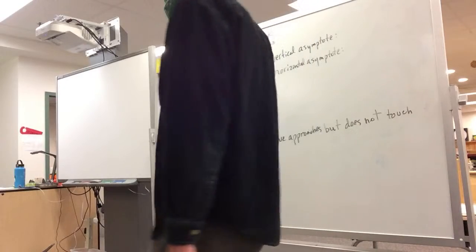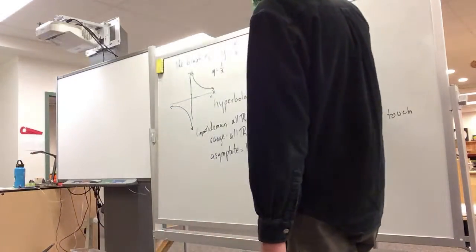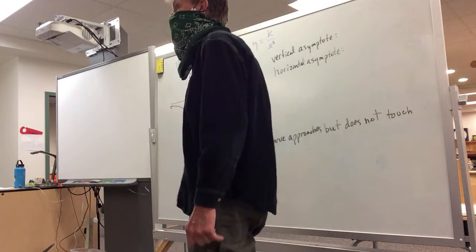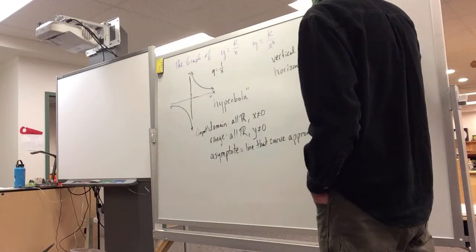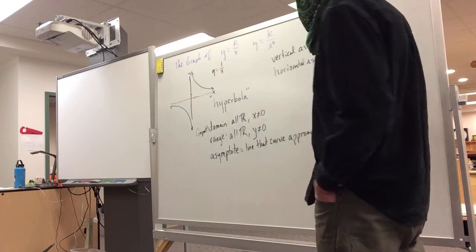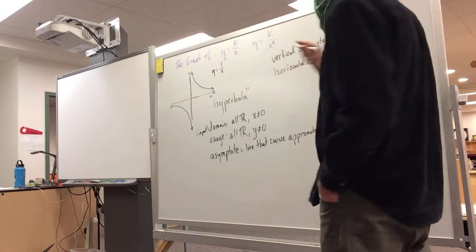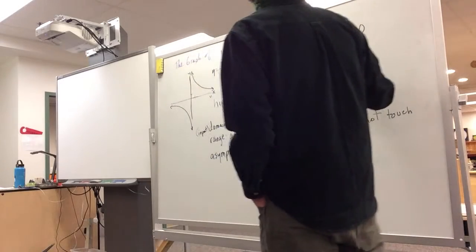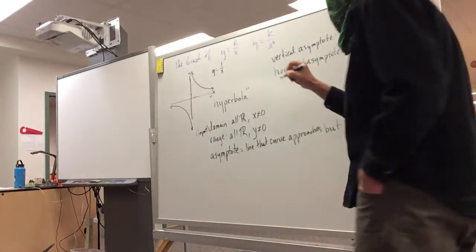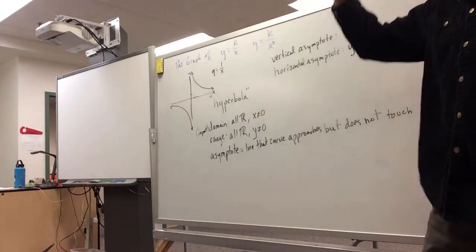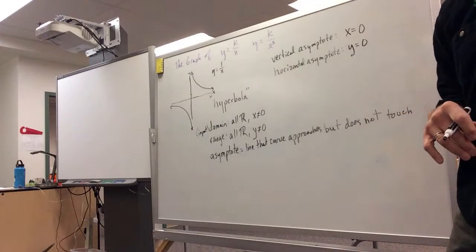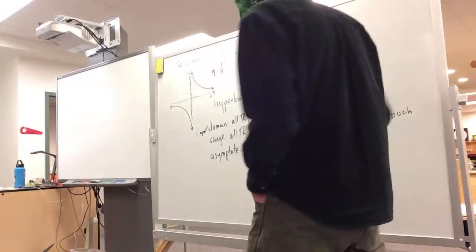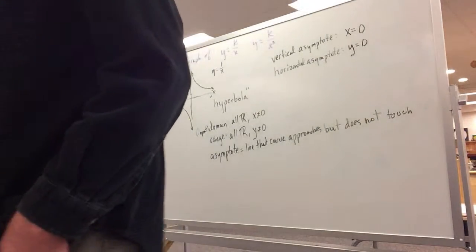He was unreal. So the vertical asymptote is a vertical line. What's the equation of the y-axis? X equals 0. What's the equation of the x-axis? Y equals 0. You will find that we can move hyperbolas up and down and left and right. We can make them shift position, and then the asymptotes will change. But for now, it's just the y-axis and the x-axis.